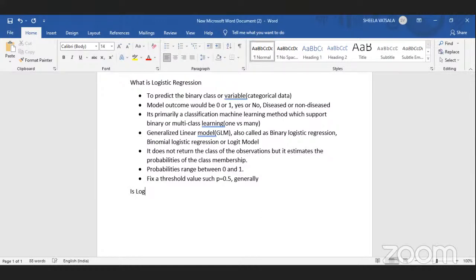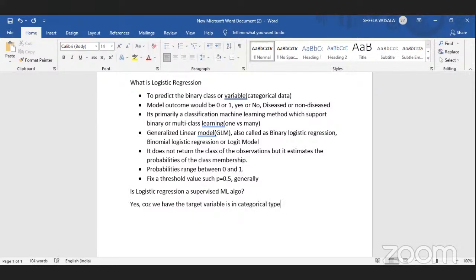Is logistic regression a supervised machine learning algorithm? The answer is yes, because we have the target variable, which is a categorical variable, which is in categorical type.